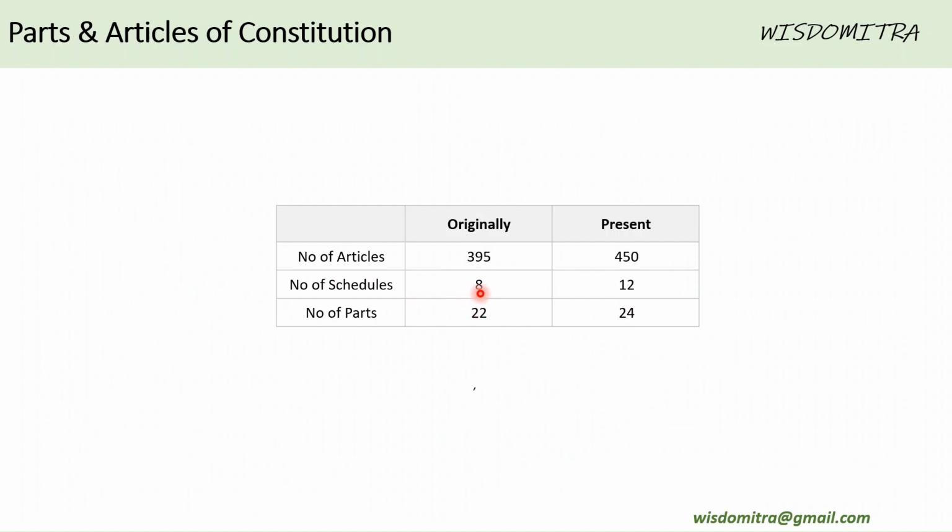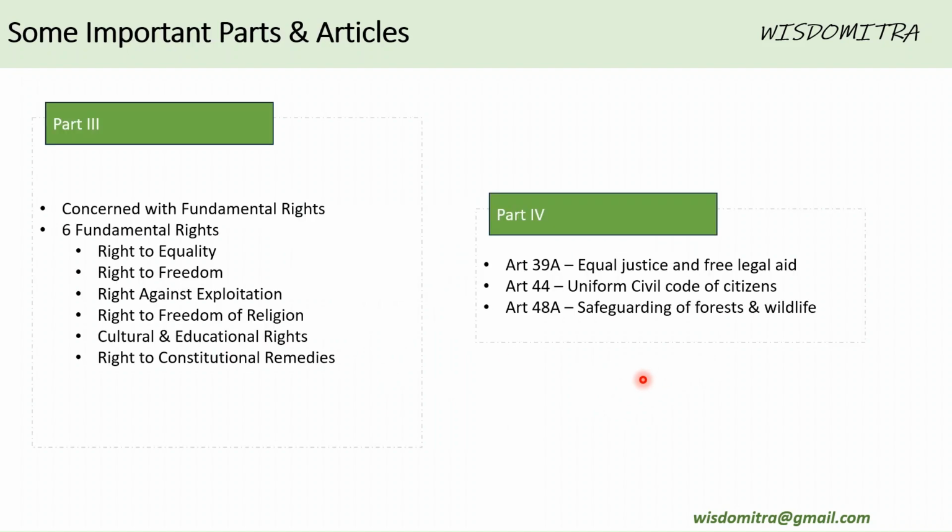In terms of schedules, there were originally only 8 schedules, but 4 more were added as time passed. When we go into the topic of schedules, I would get there, and even the number of parts has increased from 22 to 24. So this gives you an idea about how much the constitution has been modified, changed, and how many amendments have been made, right? By the way, almost 105 amendments have been made in the last 75, 76 years of independence.